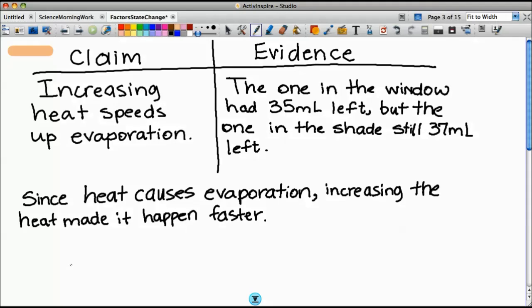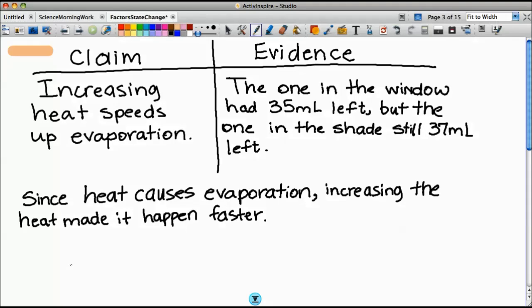Material composition. How did we test that one, material composition? What did we do? Look back at it in parentheses. How did we test that? What did we do, Leah? Water versus alcohol. Yes, remember we put water in one container, alcohol in the other, and then let them both sit out. How much water and alcohol did we use? How much did we start out with, Kate?